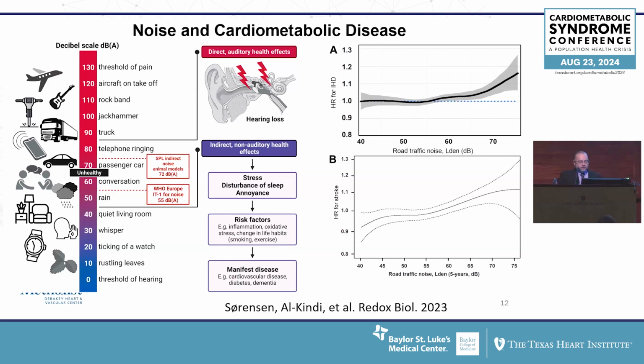The impact of noise is primarily through stress-induced mechanisms that can increase inflammation and oxidative stress, and we have animal and human studies that showed this. On the right side, you can see the hazard ratio for incident ischemic heart disease increases significantly above 60 to 65, and the same for stroke, and we have evidence to suggest that it does increase blood pressure and incident hypertension as well.